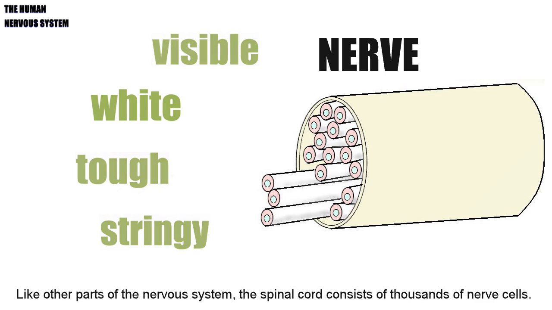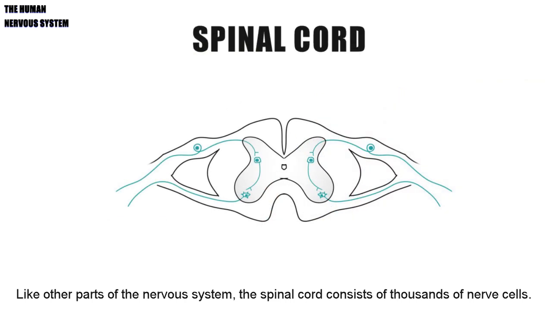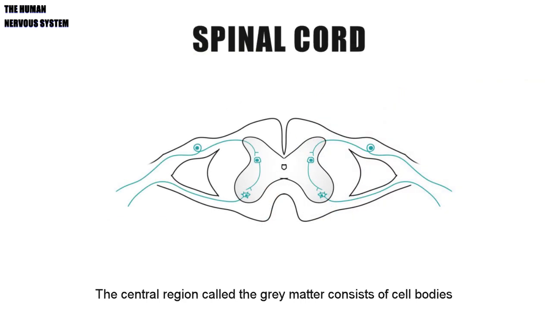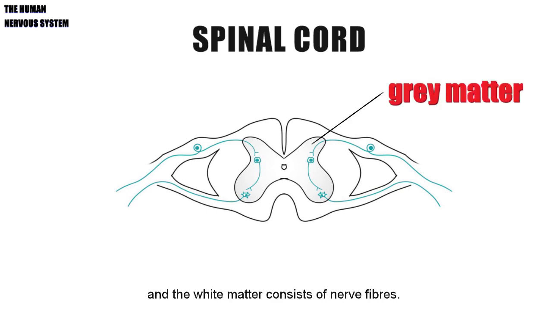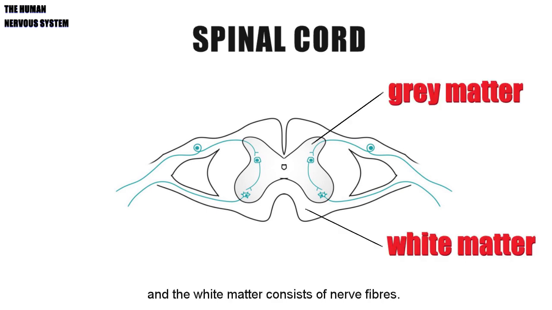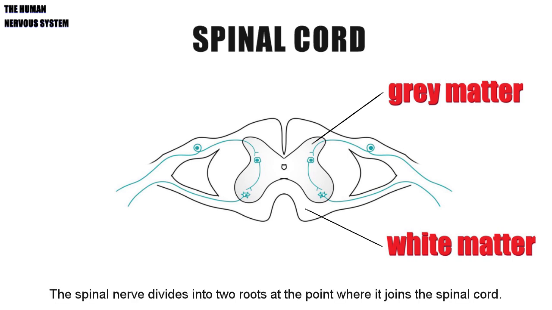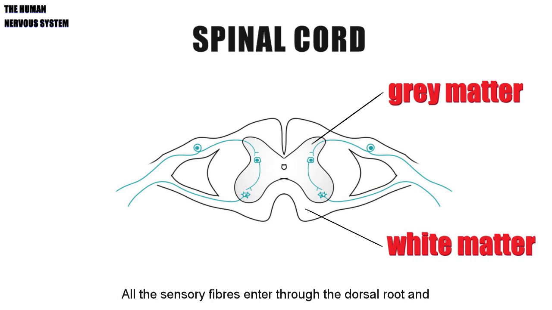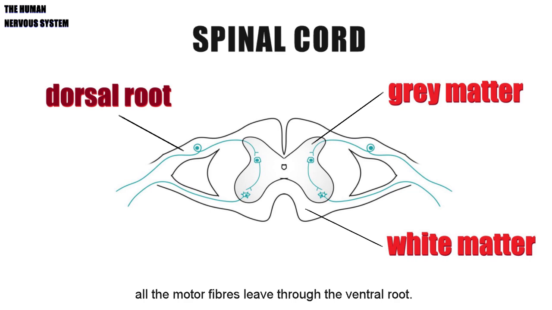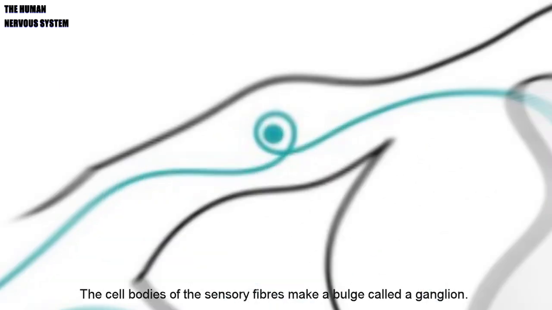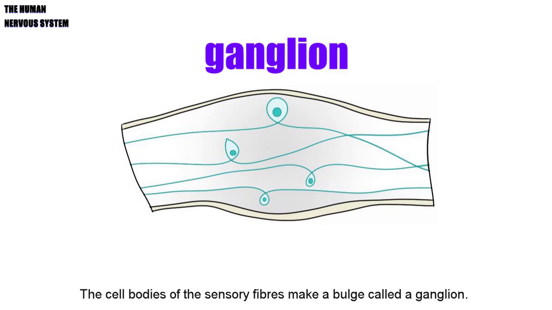Like other parts of the nervous system, the spinal cord consists of thousands of nerve cells. The central region, called the gray matter, consists of cell bodies, and the white matter consists of nerve fibers. The spinal nerve divides into two roots at the point where it joins the spinal cord. All the sensory fibers enter through the dorsal root and all the motor fibers leave through the ventral root. The cell bodies of the sensory fibers make a bulge called a ganglion.